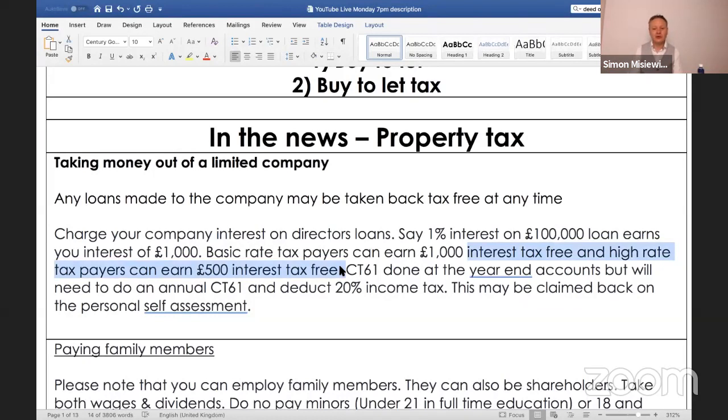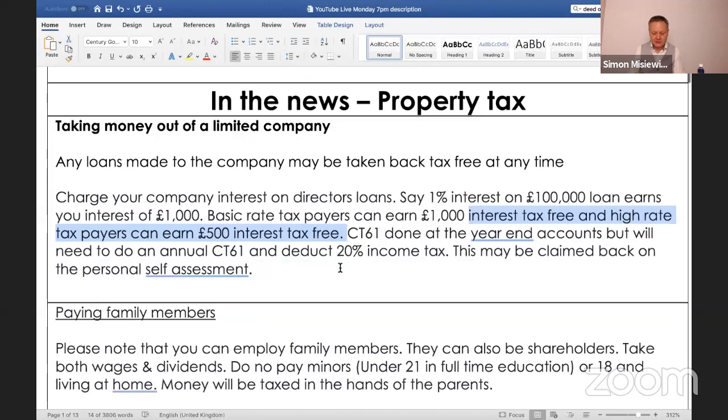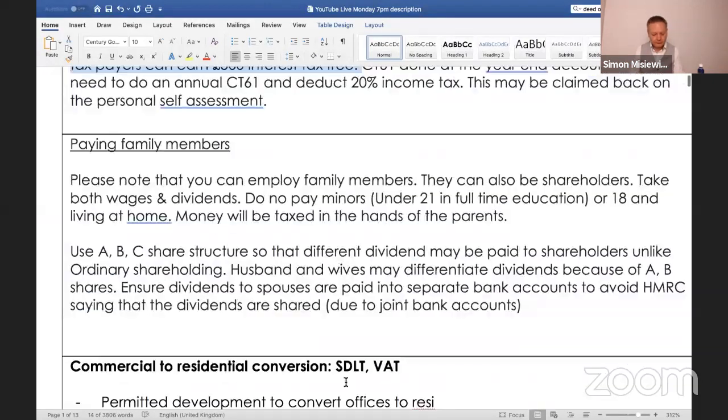And that's why I would always say, make sure you only do this as close as damn it to the personal self-assessment tax year end, or indeed your limited company tax year end, so that you don't have this loss of 20% tax. So ultimately, it's something that you can think about with your accountant or tax advisor, of finding out ways of getting money out of a company.